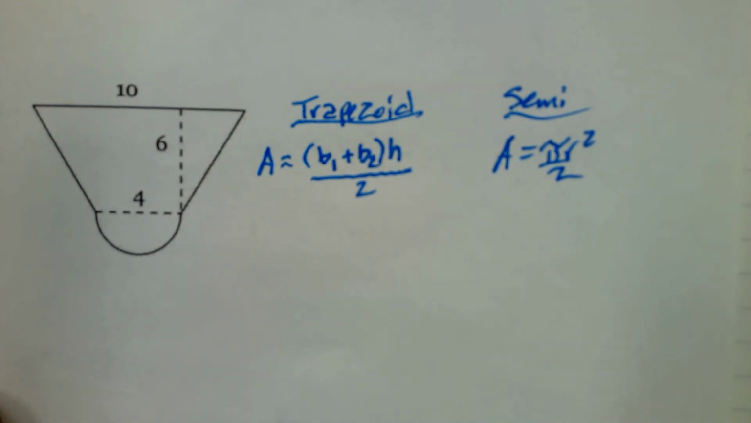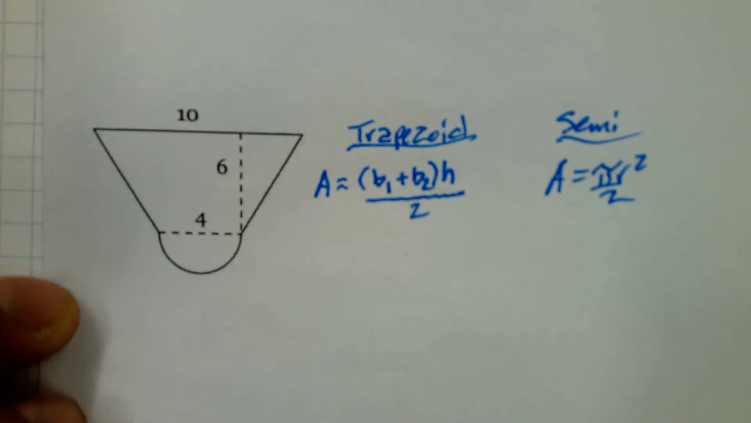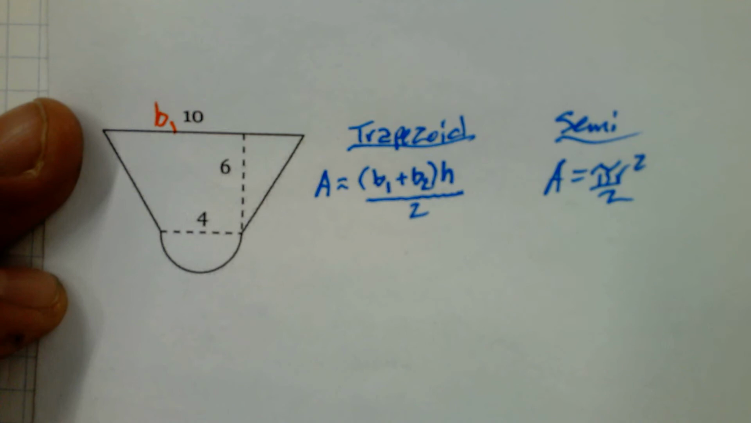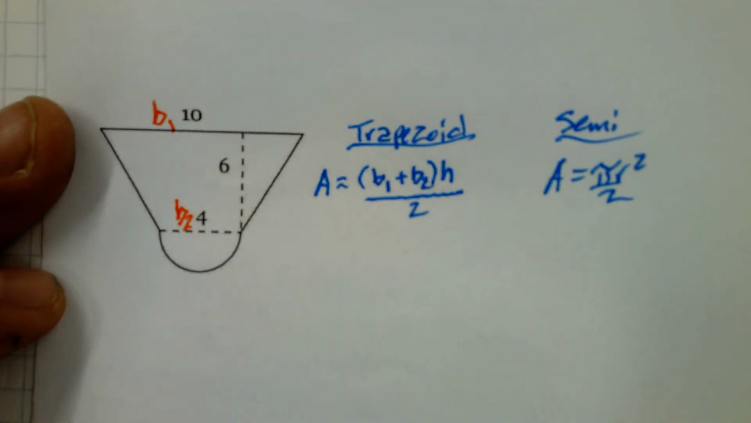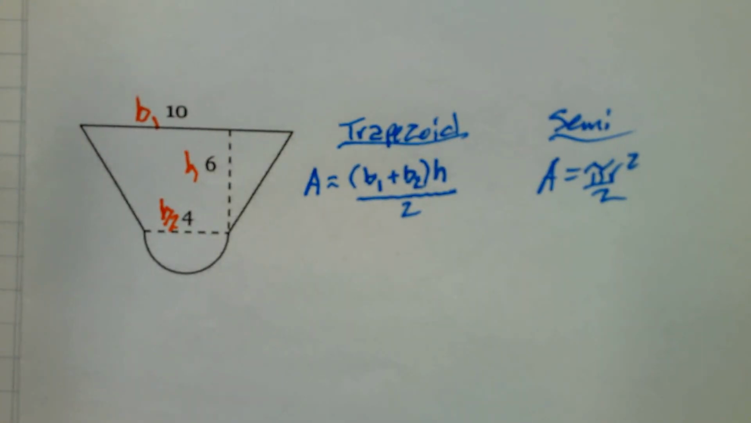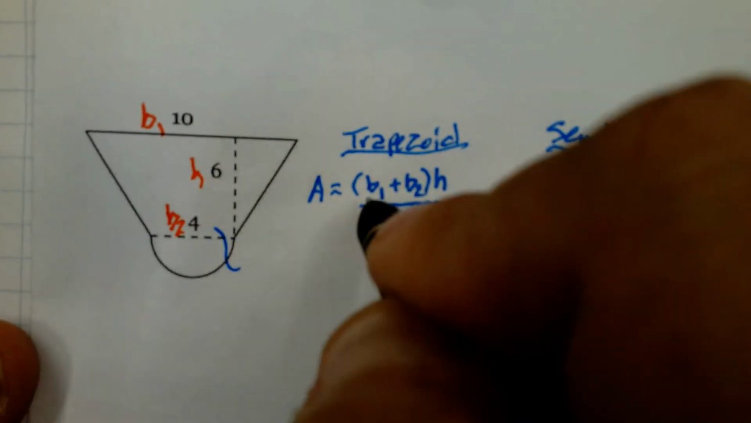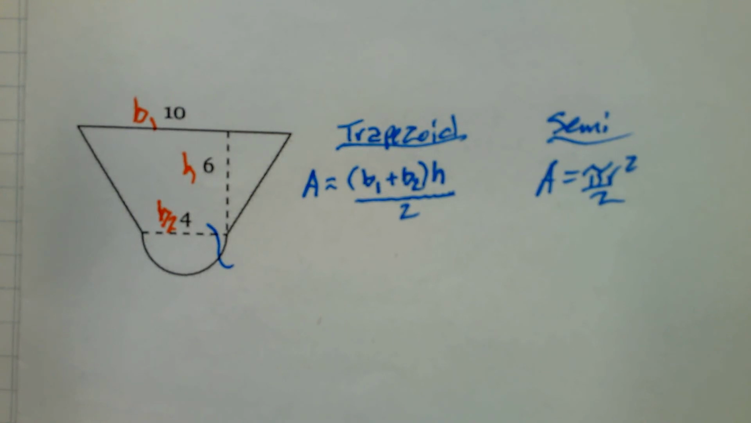Okay. So let's figure out what we have. Do we have a base 1? Ah, we do. Do we have a base 2? Yes. Do we have a height? Yes. We have everything we need for the trapezoid. Here's what I like to do. Before I do anything else, I'm going to figure out base 1 plus base 2. What two numbers do I have to add for that? 10 and 4. So that's 14.